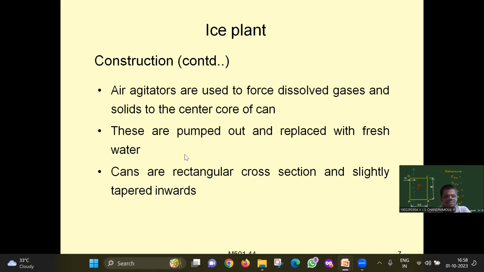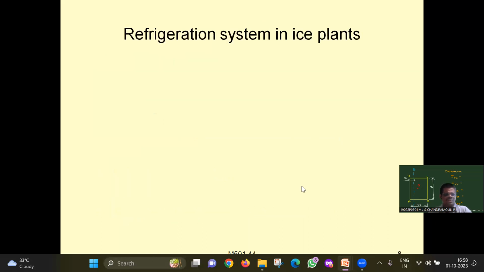And we have already seen the construction of it: it is rectangular in cross section and slightly tapered inwards. And a hoist is provided to lift the can from the tanks. So once this ice is made, these cans are removed from the tank, and after that the ice is removed from the cans. This is hoist, H-O-I-S-T.